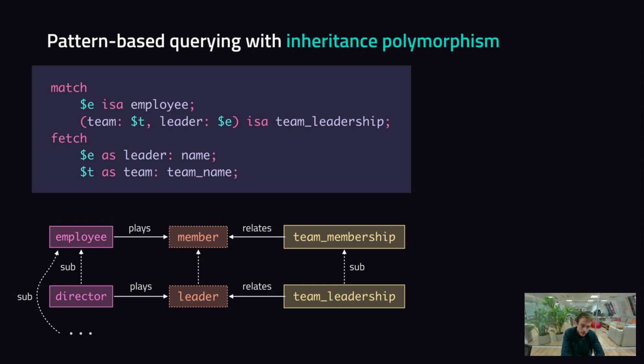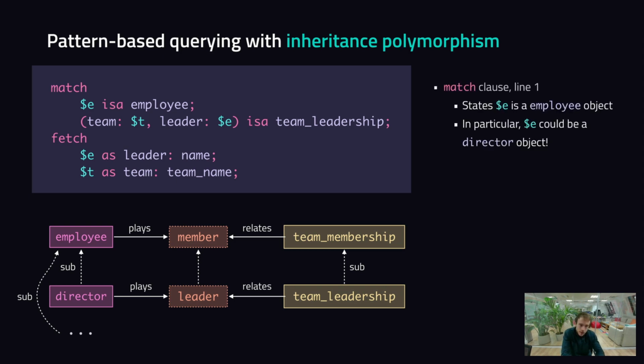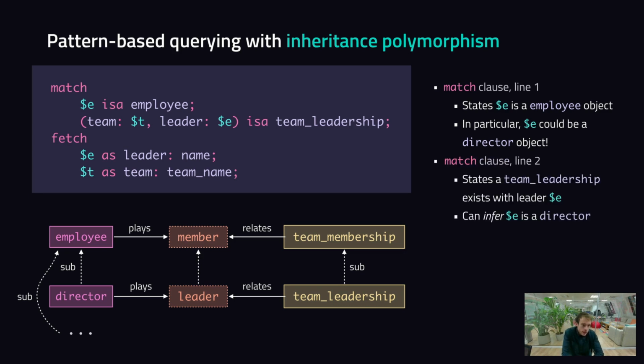Now let's consider the pattern that we have in our query. So this pattern starts off with saying that E is any existing employee object. So in particular, E could be a director object because directors can cast into employees in our schema. But then the second line actually states that E is a leader. E plays the role of a leader in an existing team leadership.